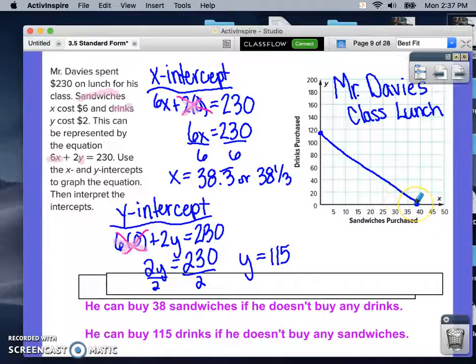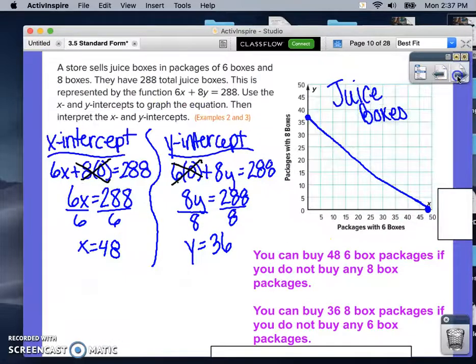That means that I would buy 0 drinks, but I could buy 38 sandwiches. I wouldn't round up because you can't have part of a sandwich. So you could buy 38 sandwiches. So he can buy 38 sandwiches if he doesn't buy any drinks. He would have some change left over. The y-intercept, that means that he can buy 115 drinks, but no sandwiches. All right. That would be interpreting the graph.